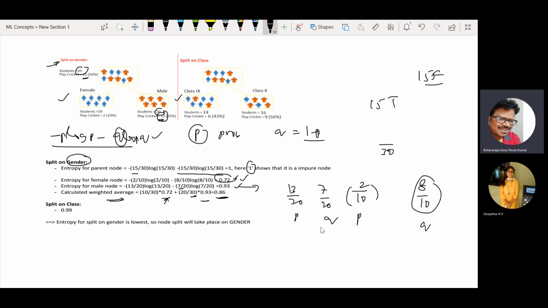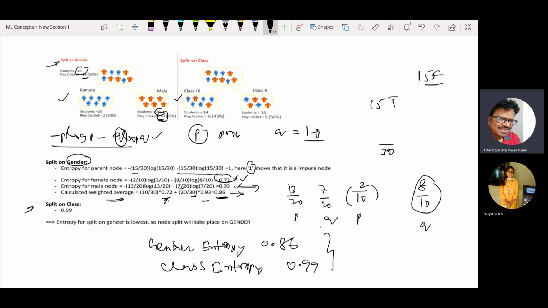Okay. Similarly, split on the class. So here we computed the entropy for the gender, which is 0.86. So gender entropy is 0.86. Now we got the entropy value of class. Class means 9th or 10th class. Now we are discussing that it is 0.99.